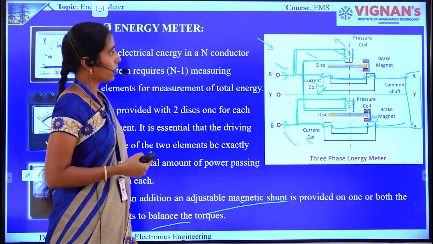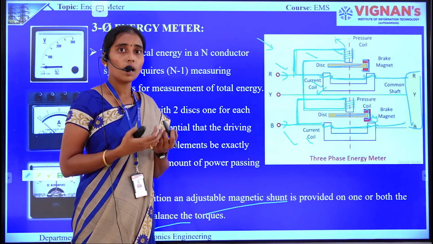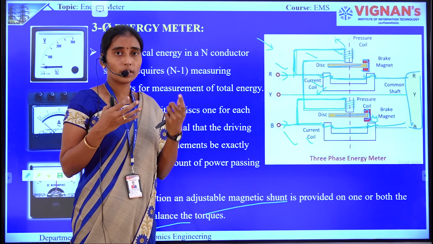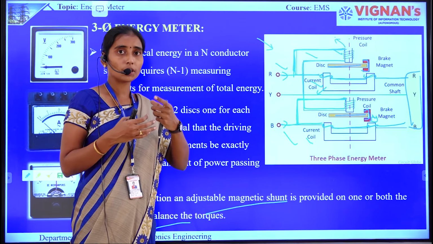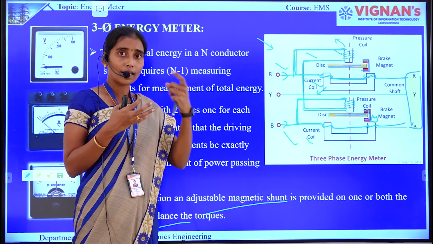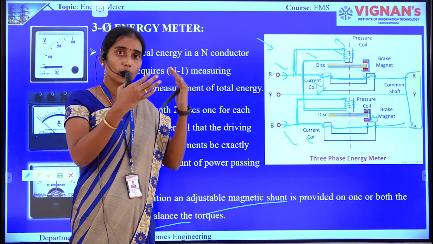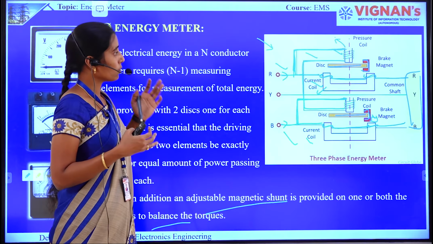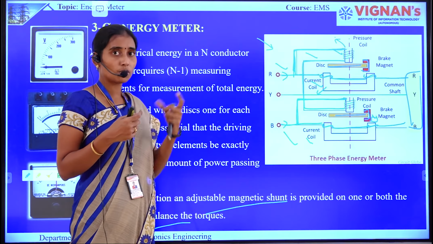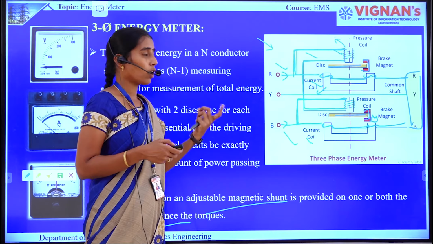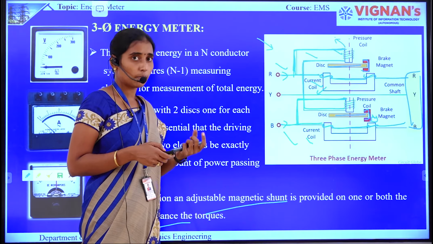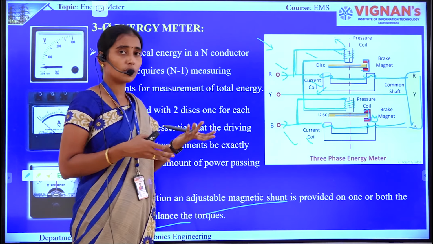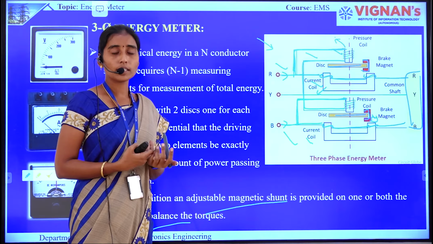In general, we can also have a single disc placed in between the 2 elements, but the disc should be quite large in order to avoid the interaction of the fluxes of the 2 elements. The fluxes of the 2 elements should never interact with each other. Clear? So if you use a single disc, it should be quite large to avoid the interaction of the 2 elements. So that is about your three-phase energy meter, and the operation is quite similar to your single-phase energy meter.